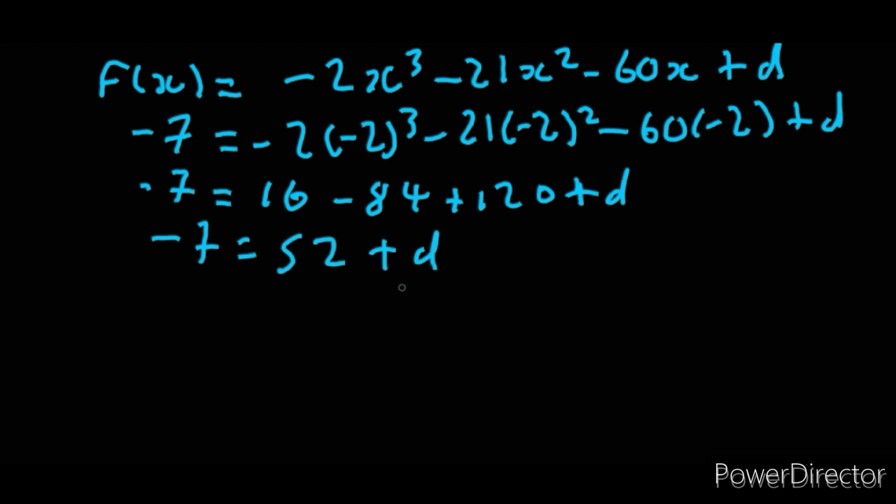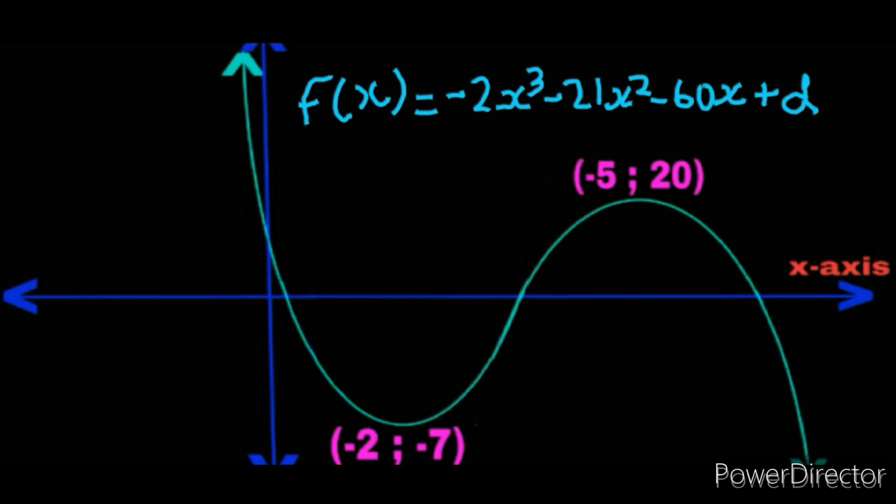Plus d. Then we have to take this to the other side. So therefore we're going to have minus 7 minus 52 is equal to d. Then this is going to be minus 7 minus 52, which will be minus 59. So there we have it. Minus 59 is equal to d.